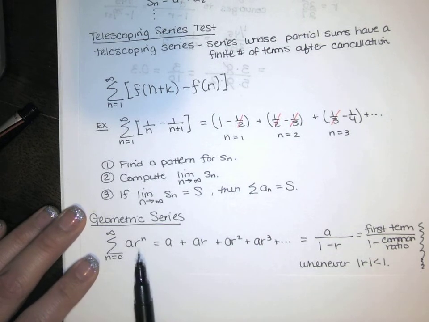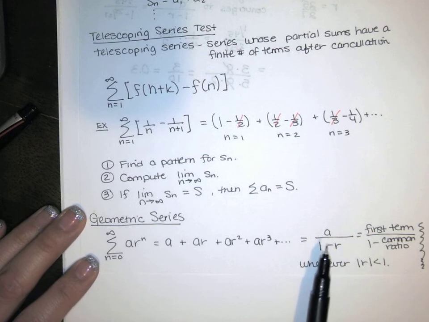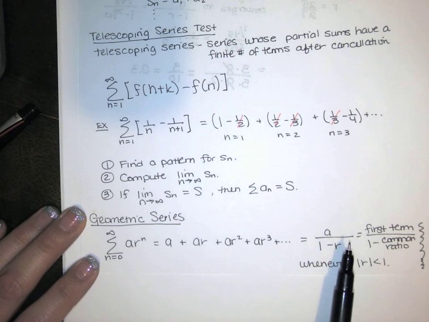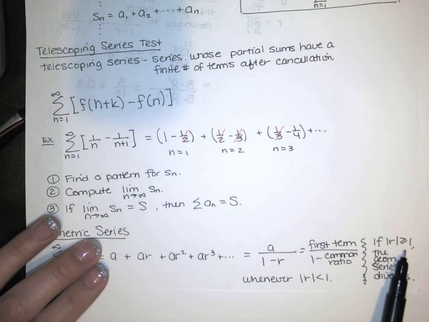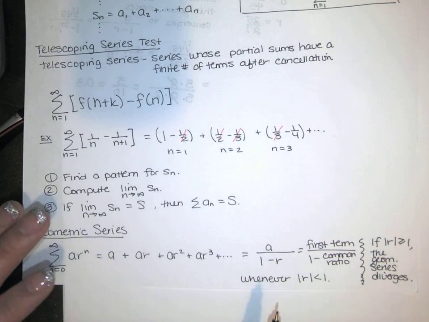And if the absolute value of r is less than 1, it turns out that that series will converge to the first term over 1 minus the common ratio. If the absolute value of r is greater than or equal to 1, it turns out that the series diverges.